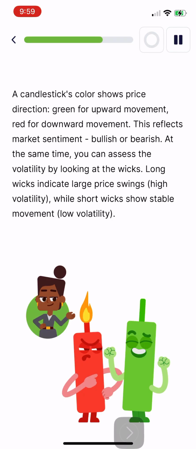A candlestick's color shows price direction: green for upward movement, red for downward movement. This reflects market sentiment, bullish or bearish. At the same time, you can assess the volatility by looking at the wicks. Long wicks indicate large price swings, high volatility, while short wicks show stable movement, low volatility.